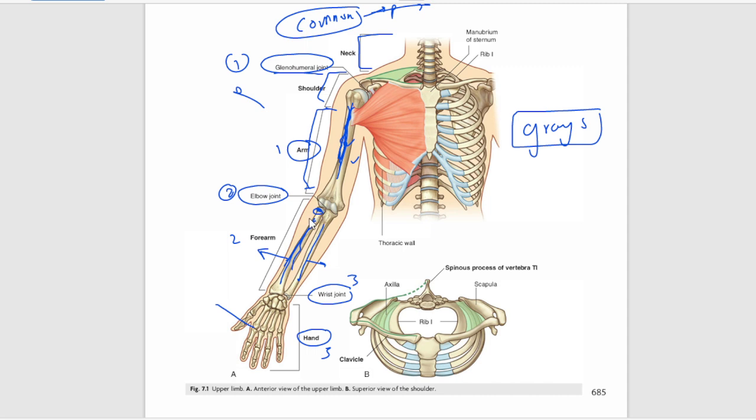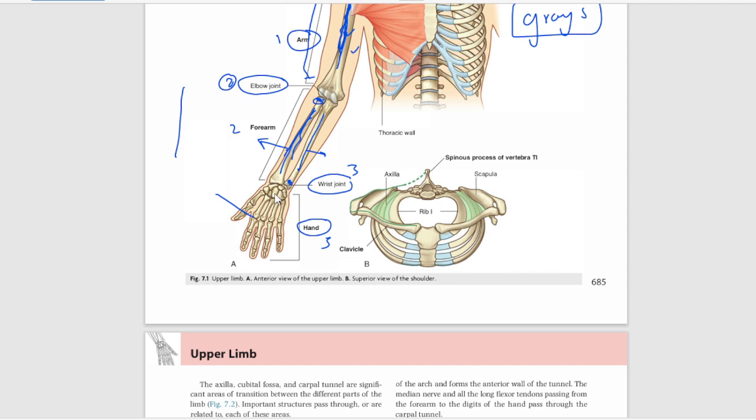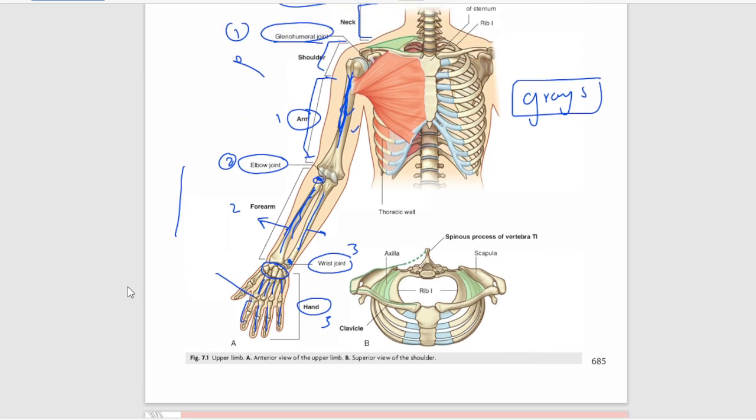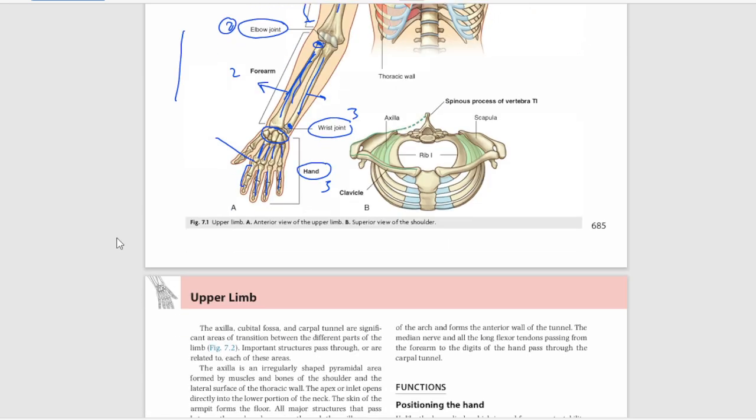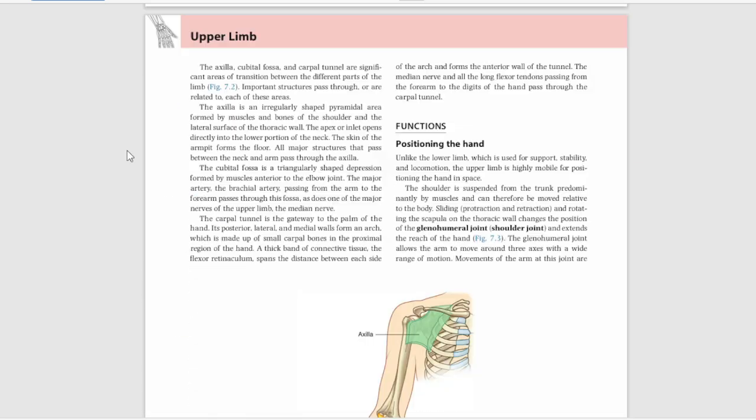This is the head of the radius. Okay. Now the head of the ulna. Now move ahead. This is the carpal bone. These all are the carpal bones. This is the metacarpal bone, and these are the phalanges. So I have discussed the bones. Now we'll move ahead. This is just a simple introduction.